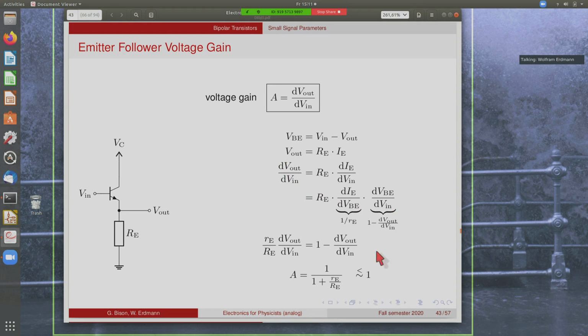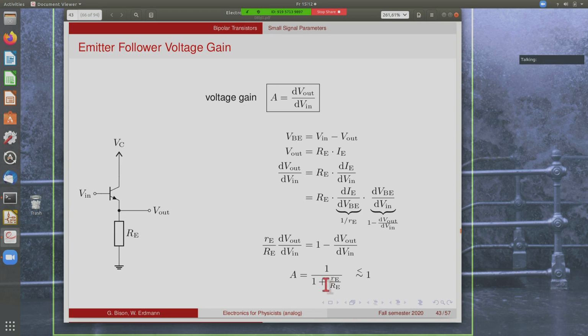So we have the same term here. Multiplying this expression by RE, and dividing by the emitter resistance, gives us this here. There's the ratio of the resistance. Then there's the voltage gain here, which is equal to 1 minus the voltage gain here, which is this term, of course. And so this is A.